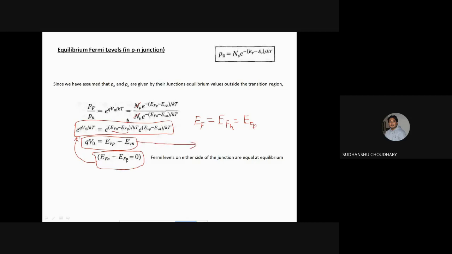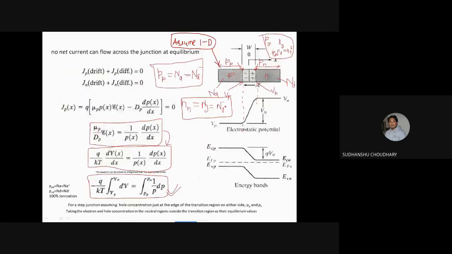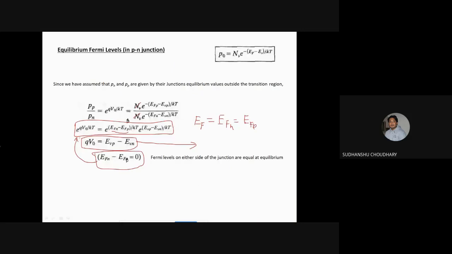So this can also be verified in the energy band diagram. In fact, this is the barrier potential, QV naught. Let's go back to this picture. In this picture, EVP minus EVN, the difference gives me the barrier potential that the hole sees. Same thing, EVP minus EVN is equal to QV naught. So this is what we are getting over here.